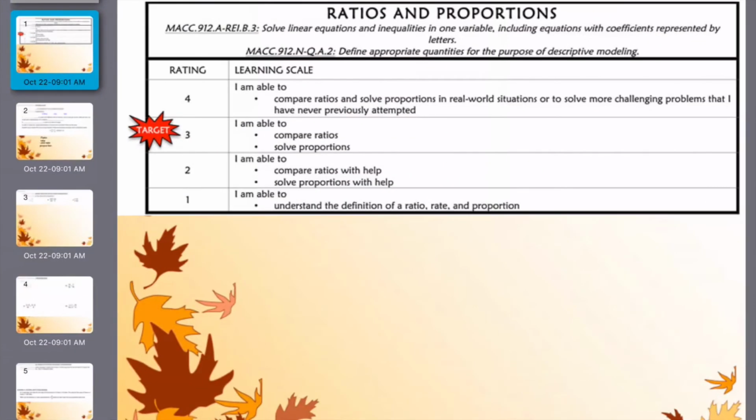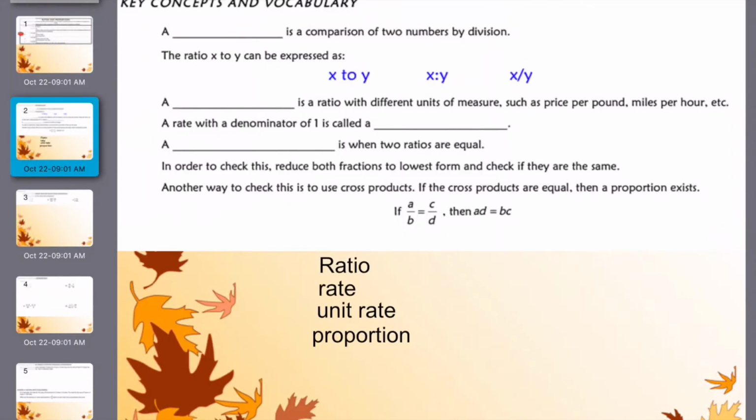All right, today we are going to be talking about ratios and proportions. And by the end of this video, I hope that you're able to, one, compare ratios, but I also hope that you're able to solve proportions. We're going to start with our key concepts of vocabulary.